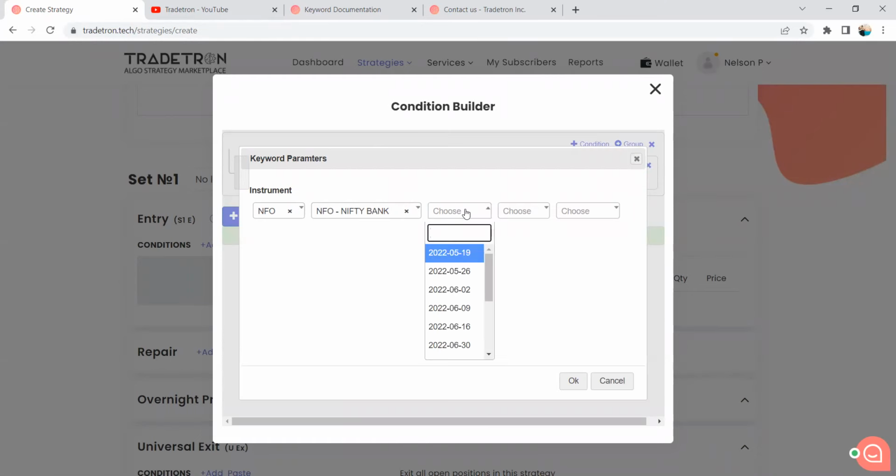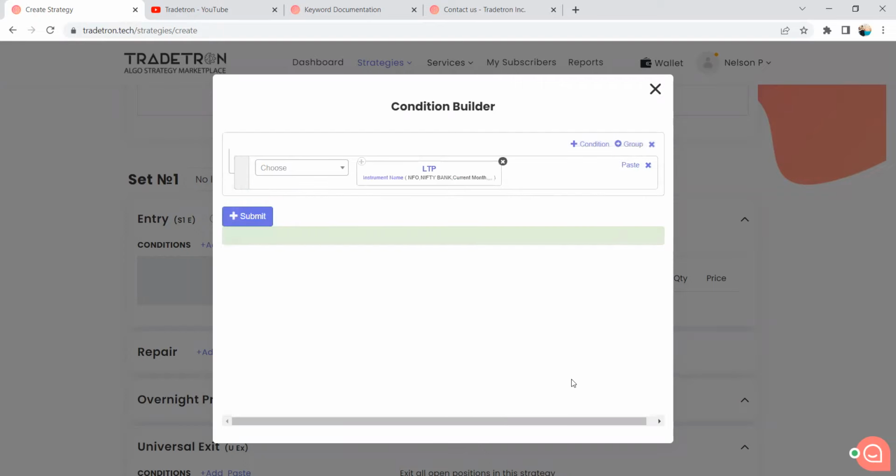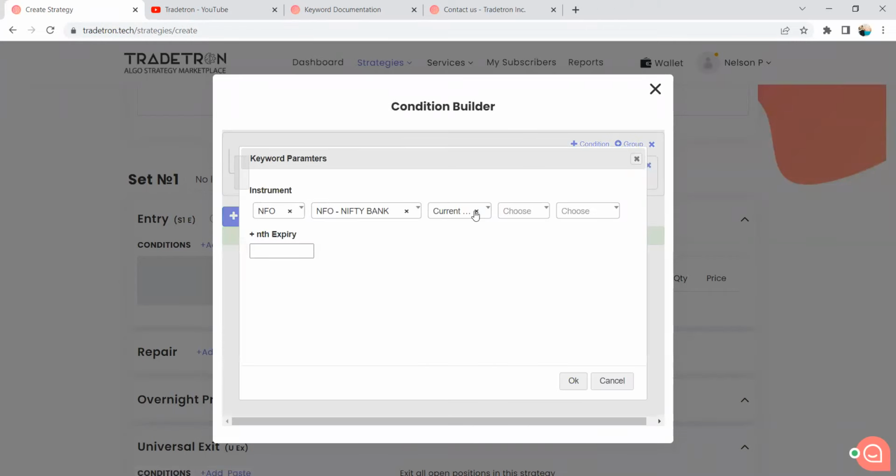But if I want to select, say, futures, then I will simply have to add the expiry, that is current month. Over here, there will be an option to select expiry. Since the Bank Nifty future expiry is at the end of the month, we will select current month as the expiry to select the future. In this case, since I want to select only the spot, I will stick to only NFO and Nifty Bank.